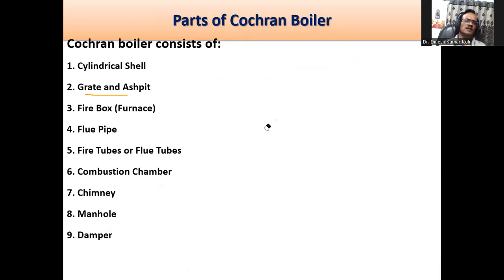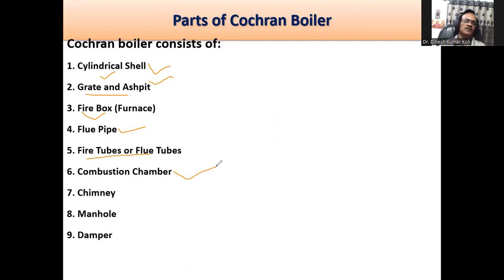Now this boiler consists of different parts. There is a vertical cylindrical shell, and there is a grate and ash pit where the combustion will take place, and the ash is stored. Firebox or furnace is where we place the fuel for combustion. Flue pipe is the pipe through which the flue gases pass. Fire tubes or flue tubes are the tubes which give heat to the water to convert it into steam.